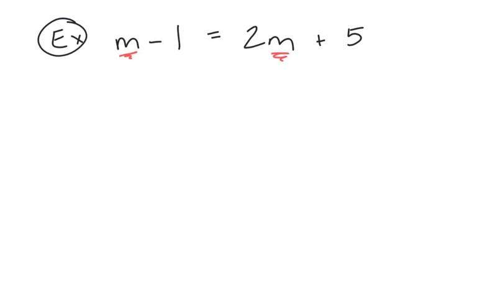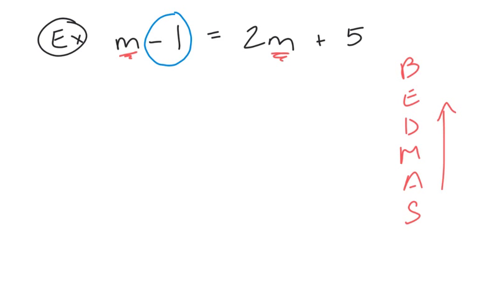Before we start rearranging terms, don't forget that we need to keep in mind BEDMAS, the reverse of BEDMAS more specifically. So that is a strategy that we are going to use. Let's start on the left of the equal sign. We have m stuck with a negative 1. Let's get rid of this negative 1. We can get rid of it by doing the opposite operation. The opposite of negative 1 is positive 1. In other words, plus 1.